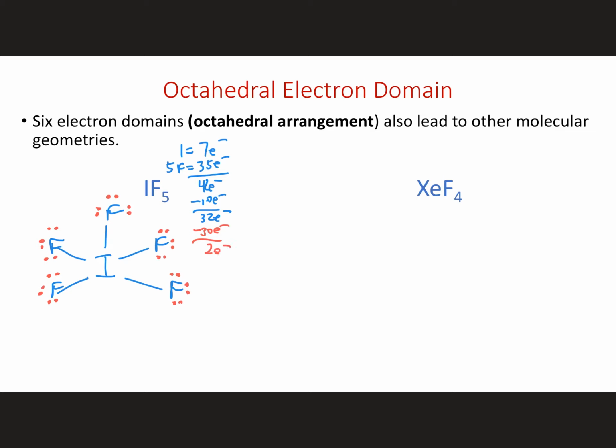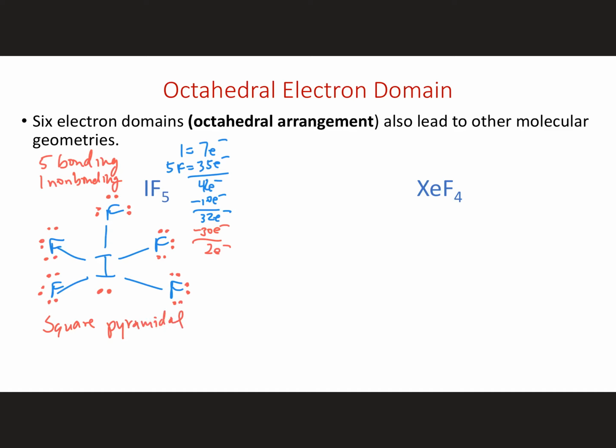Those electrons need to be assigned to iodine. Iodine, again, can break the octet rule because it has access to d orbitals. So here are my 2 lone pair electrons assigned to iodine. So I have 6 electron domains. However, of those 6 electron domains, 5 are bonding and 1 non-bonding. So taking a look at that chart, right, if I have 5 bonding and 1 non-bonding domain, I would have a molecular geometry of square pyramidal.